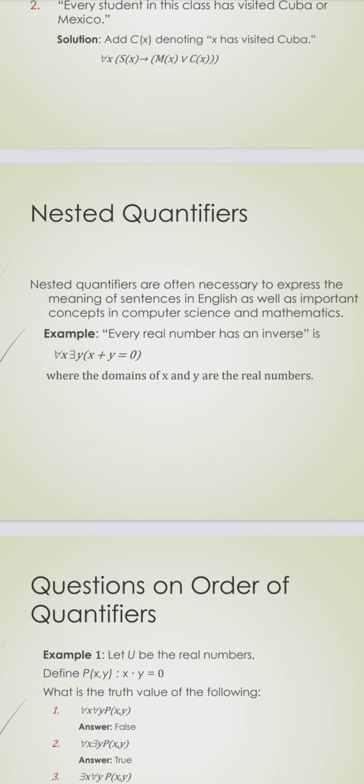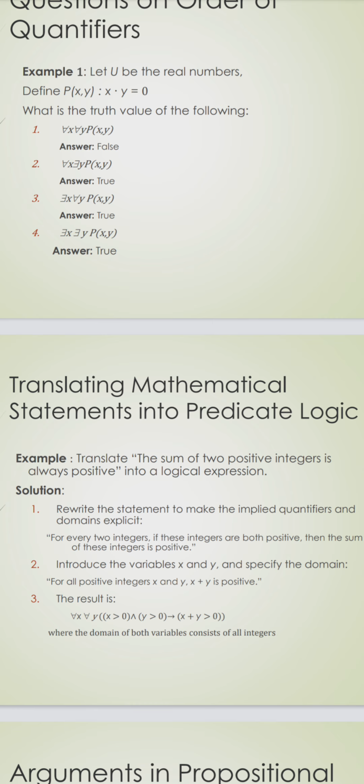Nested quantifiers. Nested quantifiers are often necessary to express the meaning of sentences in English, as well as important concepts in computer science and mathematics. An example is: every real number has an inverse. This is for all x there exists y such that x plus y equals 0, where the domains of x and y are the real numbers. It is called nested quantifiers.